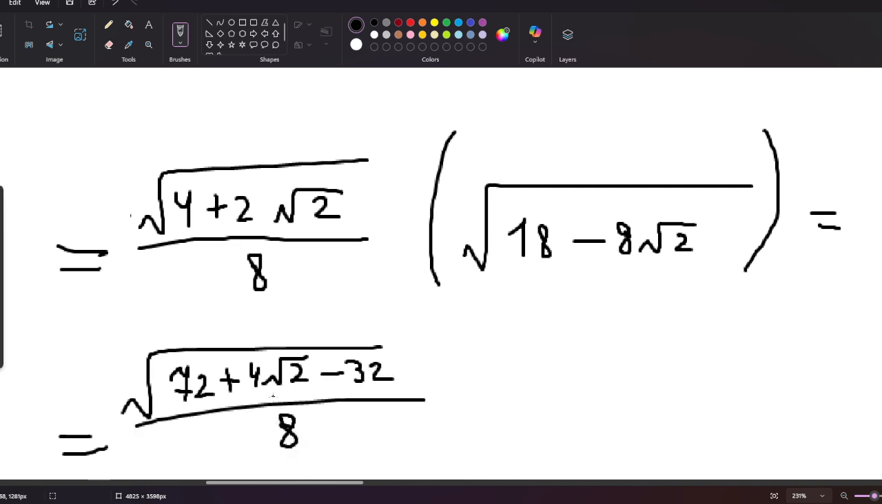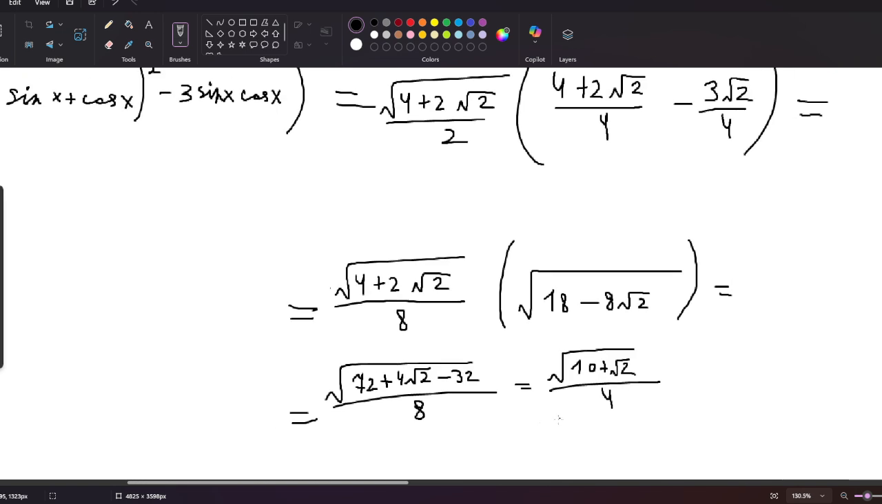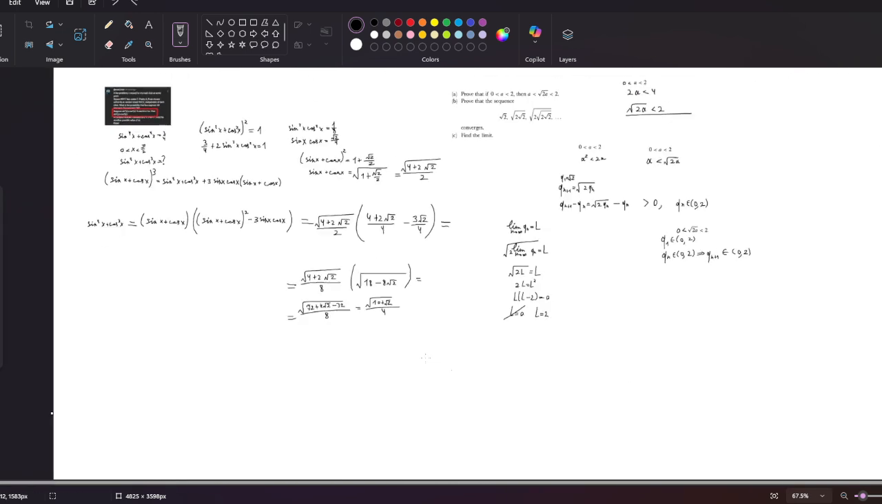In the root we're going to have 40 plus 4 square root of 2. Let's bring out the 4. So that's going to be square root of 10 plus square root of 2 over 4. We have calculated. Cool. That's it for today.